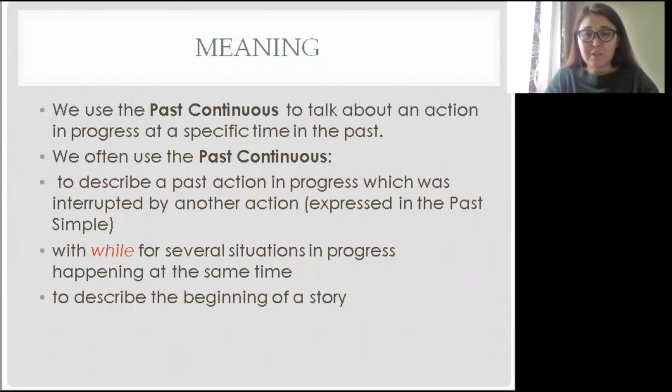We use the past continuous to talk about an action in progress at a specific time in the past. We often use the past continuous to describe a past action in progress which was interrupted by another action, and mostly this action is expressed in the past simple. Also, we use the past continuous very often with while for several situations in progress happening at the same time and to describe the beginning of a story.